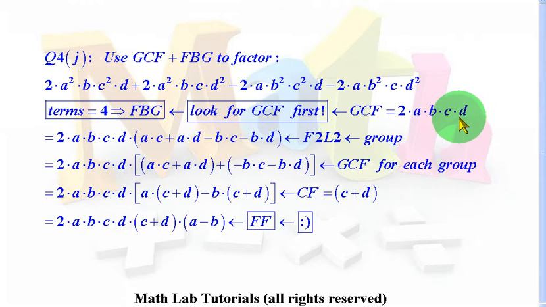So the entire GCF is 2abcd. And all we do is put the GCF out front as usual. And now our job is to figure out the balance.